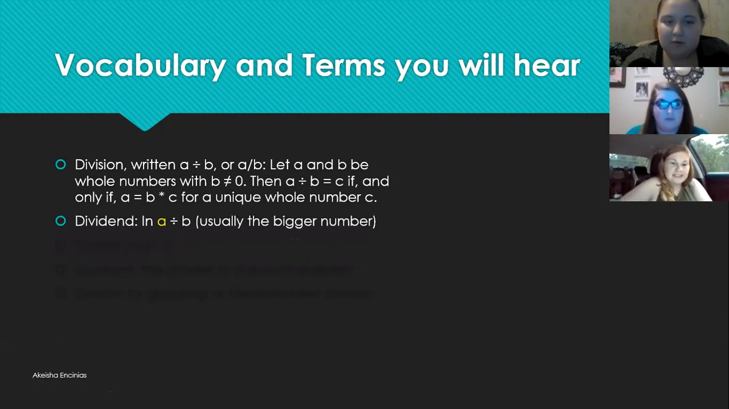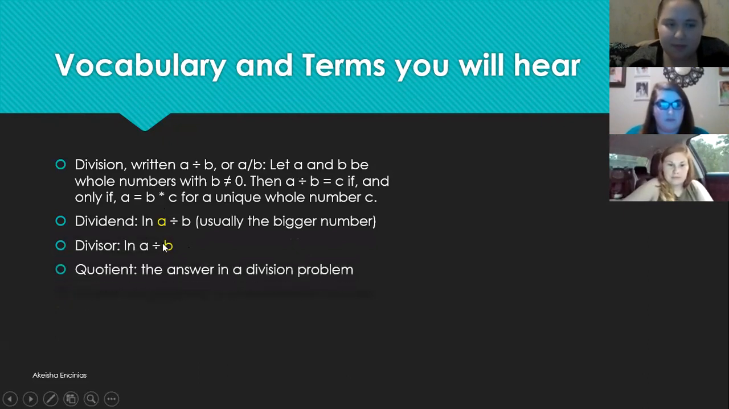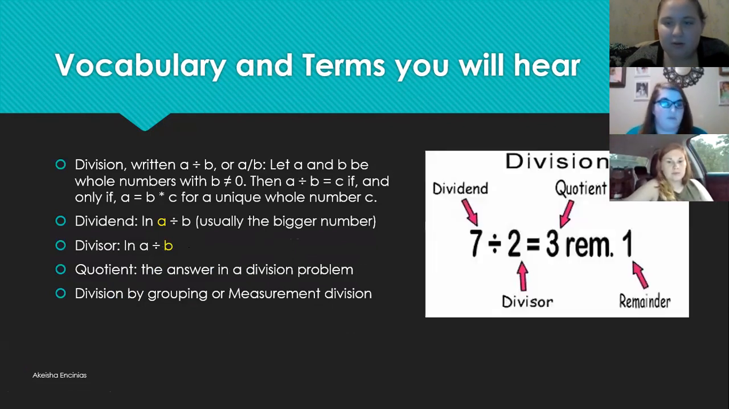The dividend is usually the bigger number, so in this case it's usually A, with the divisor usually being B, the smaller number. And the quotient is always going to be the answer. Division by grouping or measurement division are terms that you're going to hear interchangeably. Here's a handy little chart of division with your dividends, divisor, quotients, and remainders.